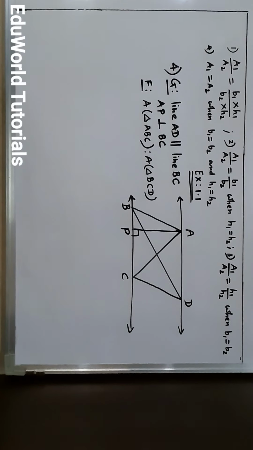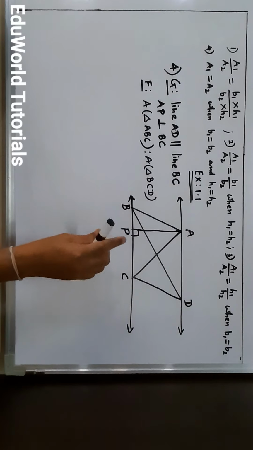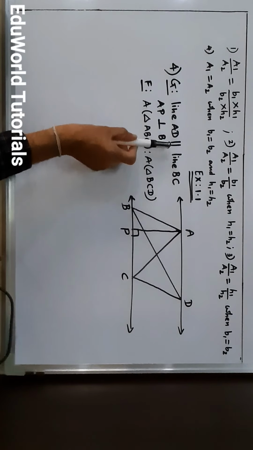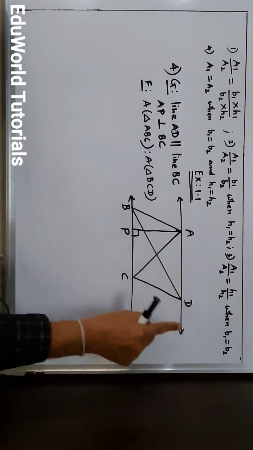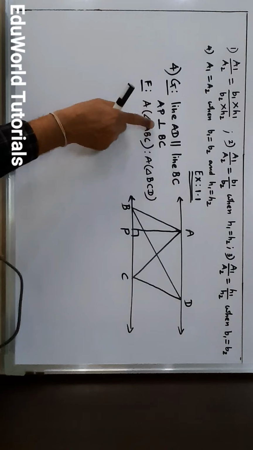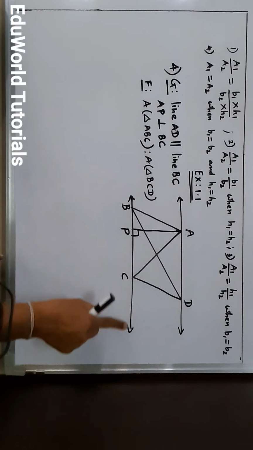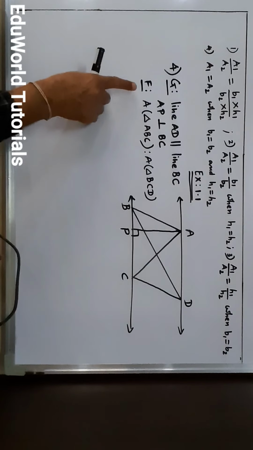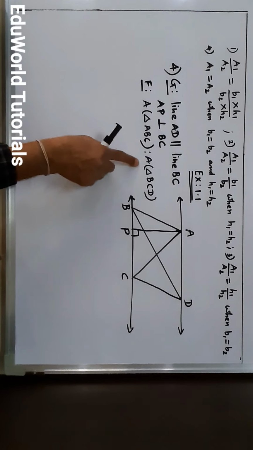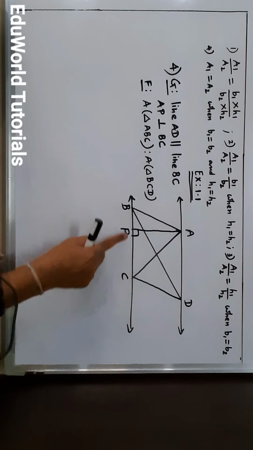Dear student, here is the fourth sum. I have already drawn the figure. They are saying that line AD is parallel to line BC, and segment AP is perpendicular to segment BC. AP is perpendicular to segment BC or line BC. We have to find area of triangle ABC ratio area of triangle BCD.